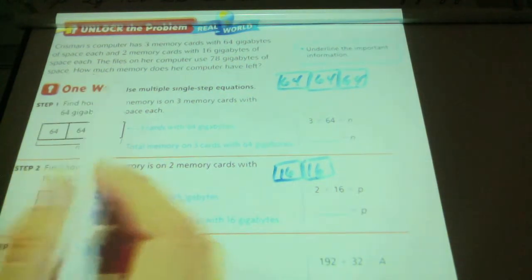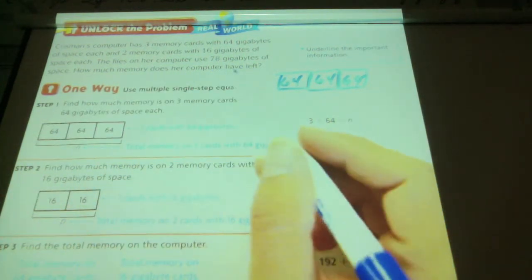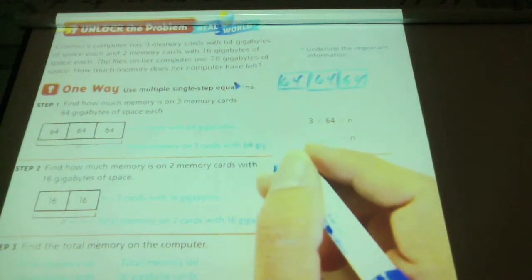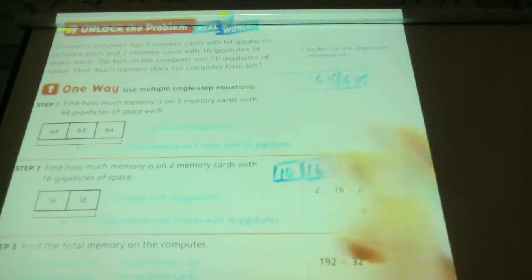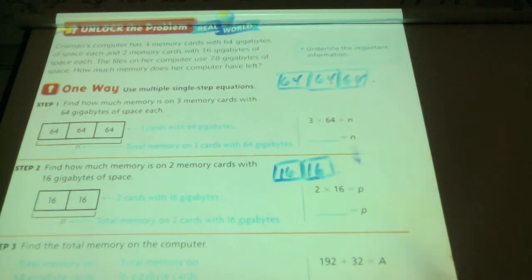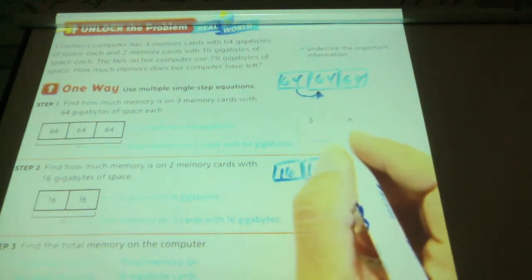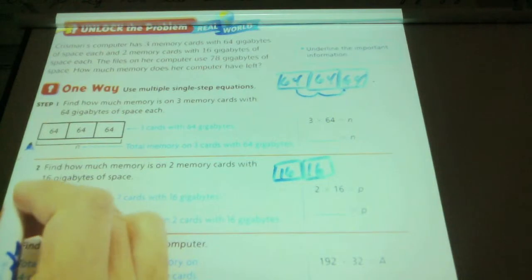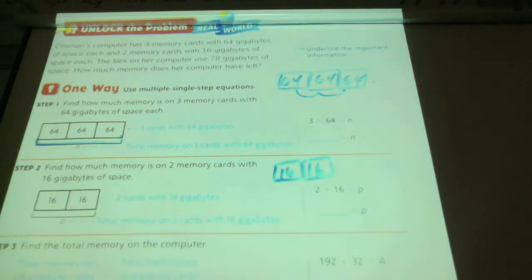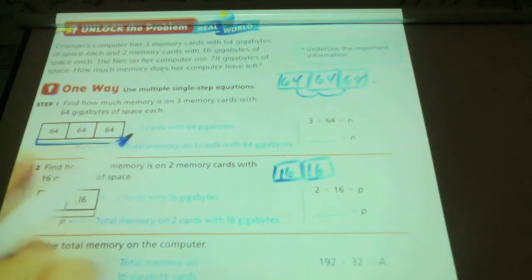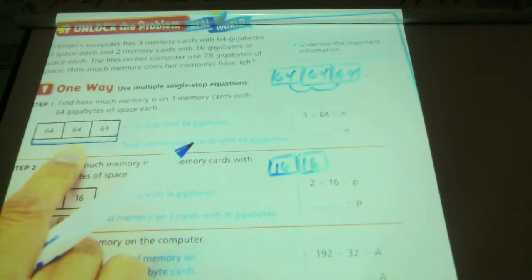The question says the files on the computer use 78 gigabytes of space. How much does she have left? Well, this is how much she starts with. So I'm going to need to start figuring out how much she has altogether. This one is a total. They have it on the bar model here, a total. What are some ways that I could use to solve that? To find that total? What's one thing I can do?